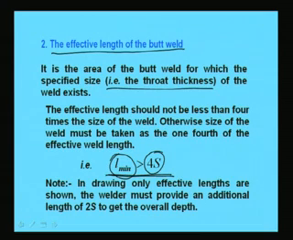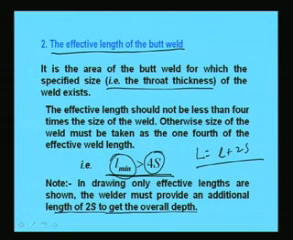This is important to note that in drawings only effective lengths are shown. The welder must provide an additional length of 2S to get the overall length. That means, the overall length is basically L plus 2S, where L is the effective length, capital L is the overall length and S is the size of the butt weld. So, in the drawing we will show only the effective length, but the welder has to weld with an additional 2S length. So, when L is written, you have to provide L plus 2S, that is the usual convention we follow in design and drawing.